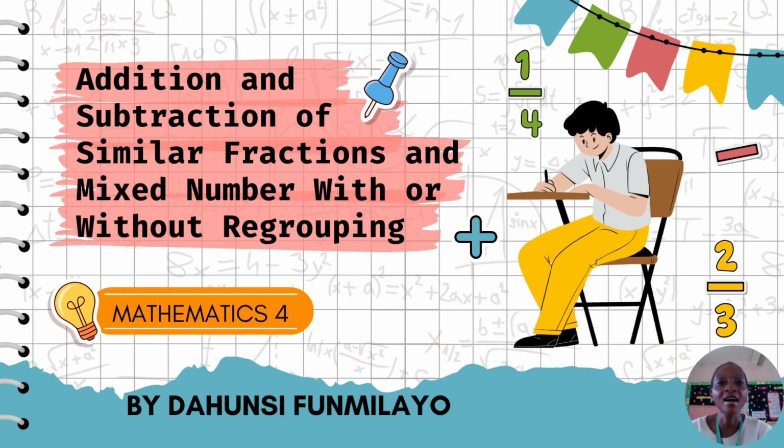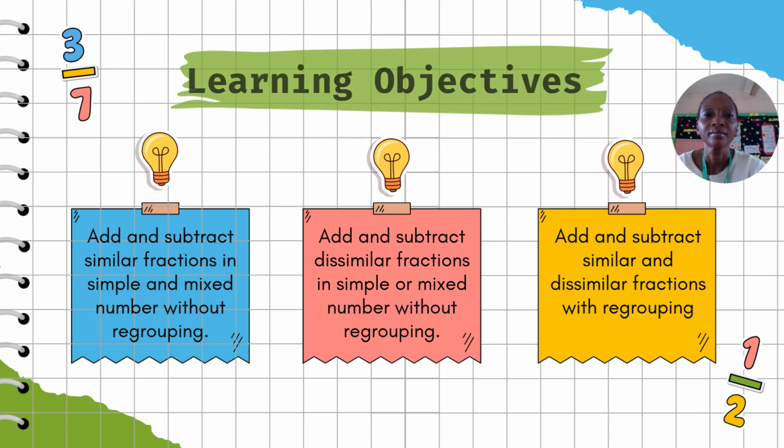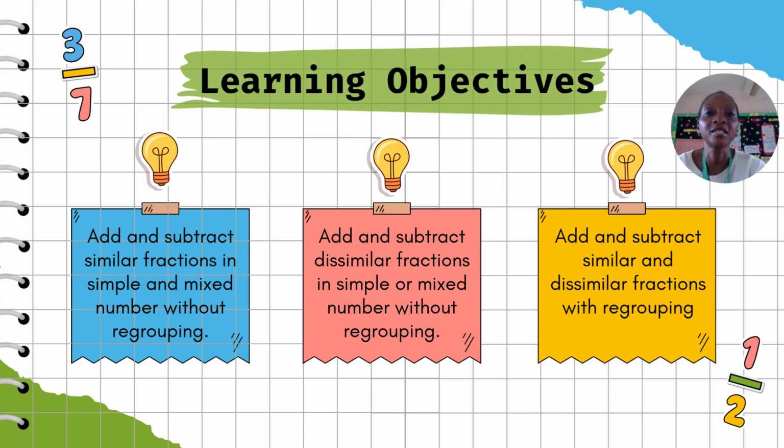On today's mathematics class, we'll be talking about addition and subtraction of similar fractions and mixed numbers with or without regrouping. I'll start with our learning objectives. Today we want to learn how to add and subtract similar fractions. Similar fractions are fractions that have the same denominator, in simple and mixed number without regrouping. We also want to talk about how to add and subtract similar and dissimilar fractions with regrouping.